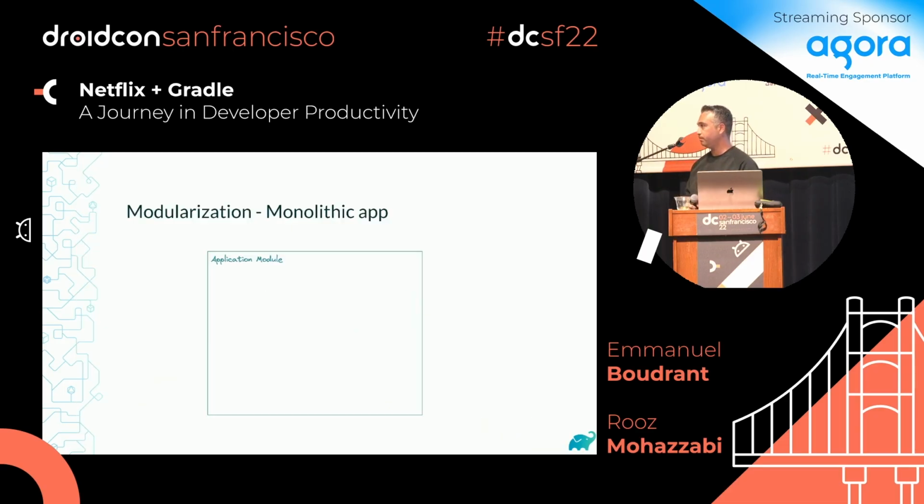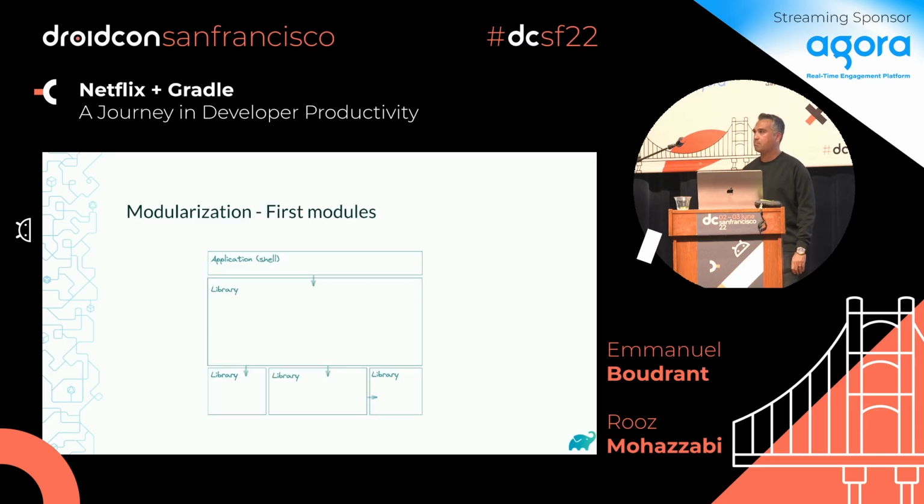Yeah. And so the second part of this effort was modularizing our app. Like a lot of apps, we had a big monolithic application module, and every time you make a change, we need to recompile all the source code from this app module. So the approach we took at the beginning was, let's take this application module and move it to a library module and extract some of the code to some other libraries. This was not super easy.